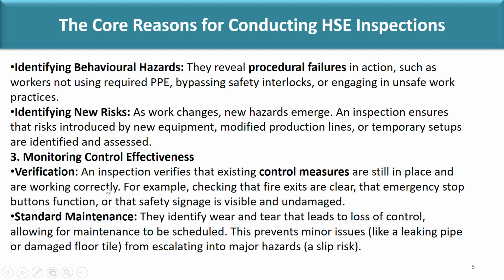Verification: inspection verifies that existing control measures are still in place and are working correctly. For example, checking that fire exits are clear, that emergency stop buttons function, or that safety signage is visible and undamaged. Standard maintenance: they identify wear and tear that leads to loss of control, allowing for maintenance to be scheduled. This prevents minor issues like a leaking pipe or damaged floor tile from escalating into major hazards like a slip risk.